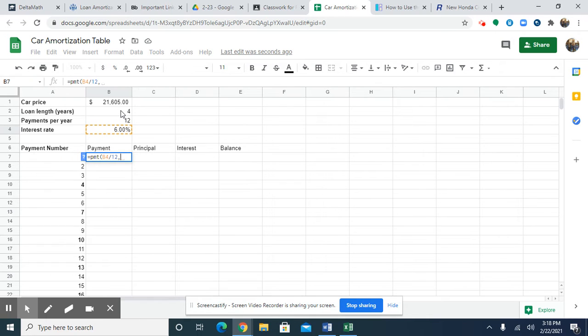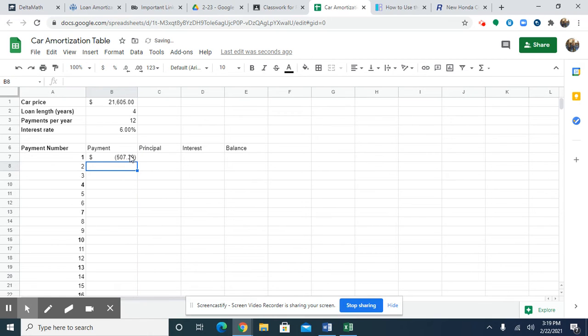And we're going to take 4, and we're going to multiply that by 12. So B2 times B3. To get the star, you have to do Shift 8. Finally, we're going to do comma, and we're going to highlight the price of the car. So when we press Enter, we should end up with a payment amount. In this case, I have 507.